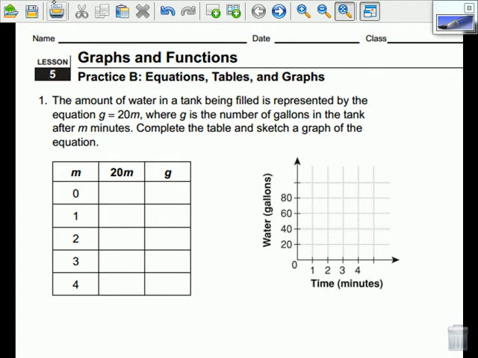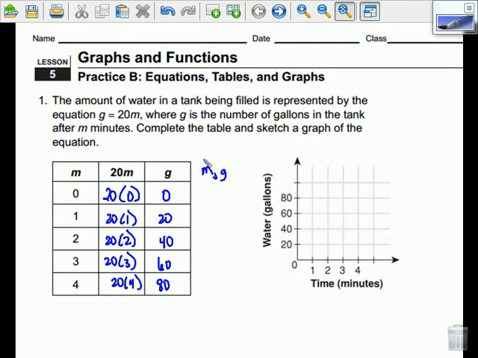So we'll go ahead and complete the table first. They've given us the number of minutes, so we have 0, 1, 2, 3, and 4 minutes, and it's 20 gallons times however many minutes. So 20 times 0 is 0, 20 times 1 is 20, 20 times 2 is 40, 20 times 3 is 60, and 20 times 4 is 80. So here's our completed table. We can come up with the coordinates.